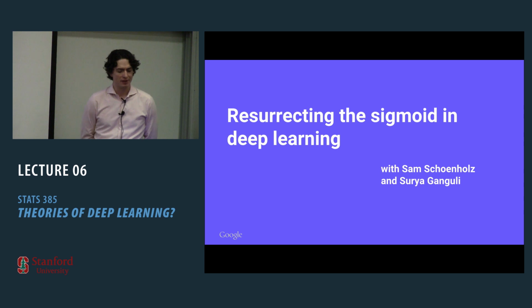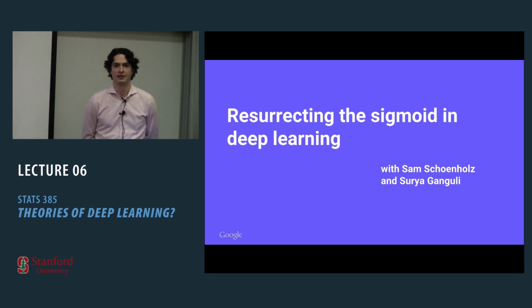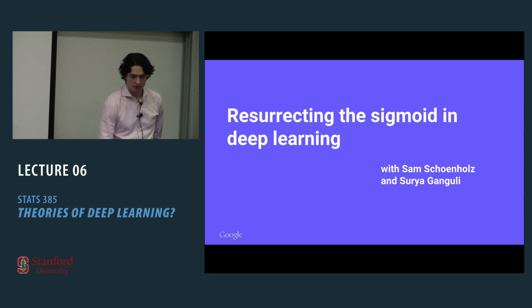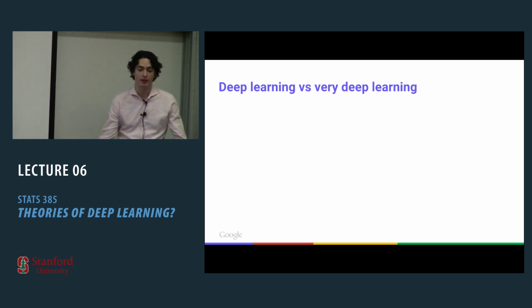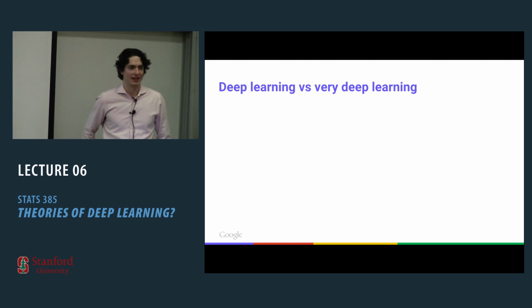And we've titled the paper Resurrecting the Sigmoid, basically because we find that sigmoidal units perform much better in this context than rectified linear units. Okay, so before diving into this topic, I'd like to make a potentially controversial distinction between what I'm calling very deep learning and deep learning.